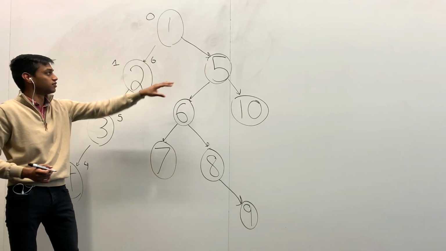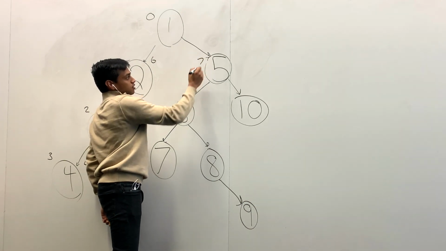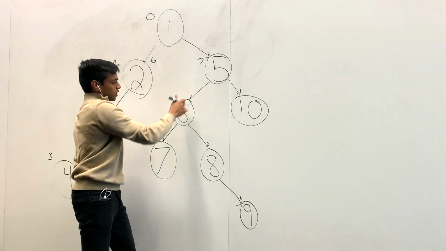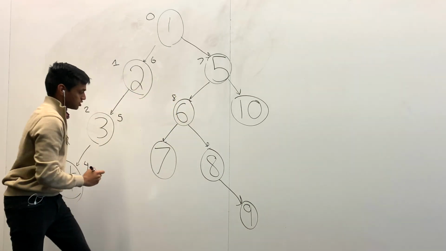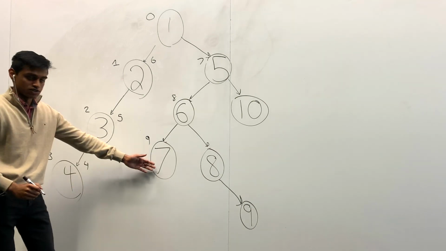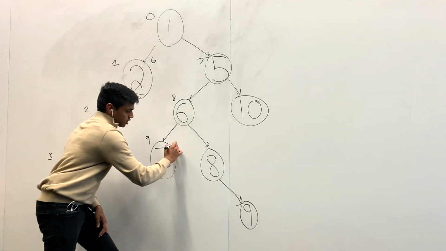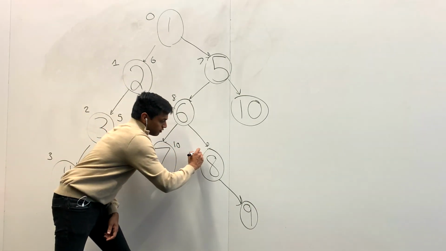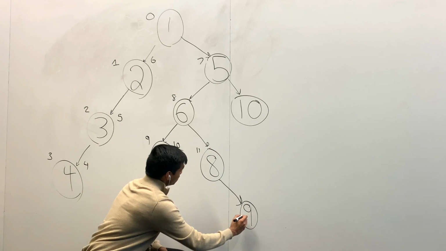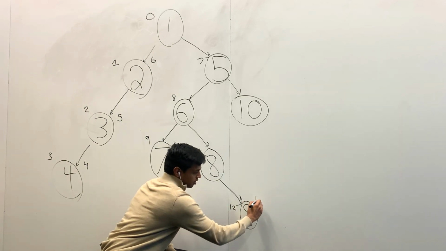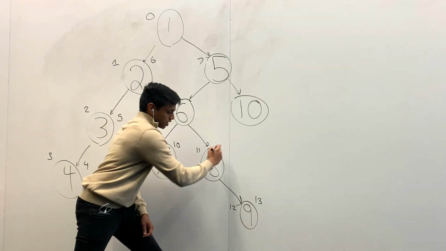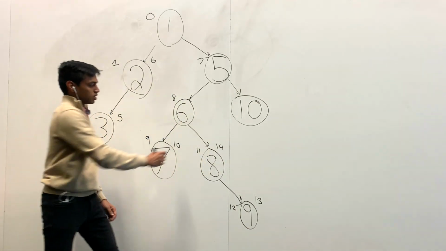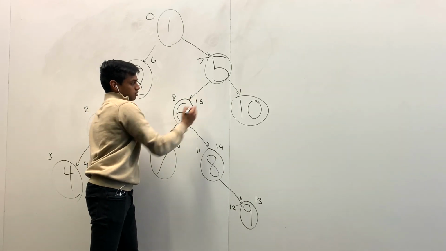We have to go ahead and visit 5. And at this point, our visit time would be 7, because we had just finished 2 at time 6. And then we go ahead and visit 6 at time 8, visit 7 at time 9. 7 has no unvisited out neighbors, so we can finish it at time 10. 6 has 8 as an out neighbor, so we can visit it at time 11, and then visit 9 at time 12, finish 9 at time 13, and finish 8 at time 14. So now we've visited all of 6's out neighbors, so we can go ahead and finish 6 at time 15.